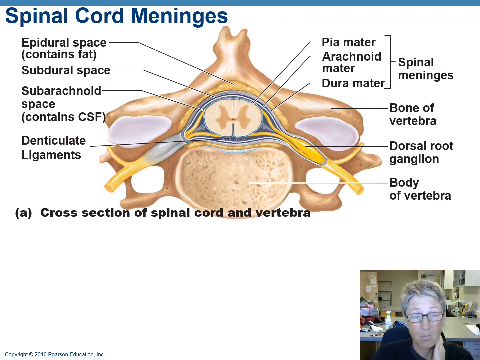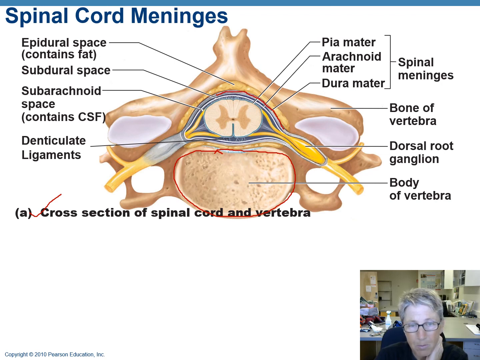The spinal cord has meninges too. This is a cross section of the spinal cord and the vertebra. This is the body of a vertebra. And then you look inside and you can see the spinal cord. So the spinal cord has a dura mater. That's this kind of purple thing here. This is all dura mater.